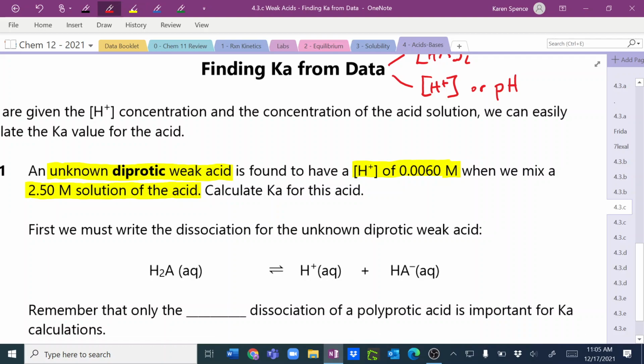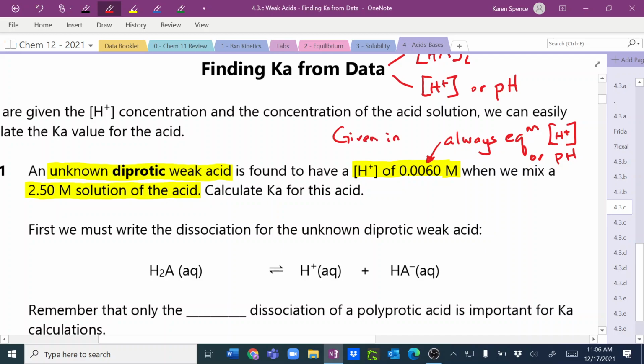Things you need to realize about this question: if they give you a hydrogen ion or a pH, that is always the equilibrium concentration of hydrogen or pH that's given in the question. The acid, do you remember, the concentration of the acid is always the original concentration, yes?